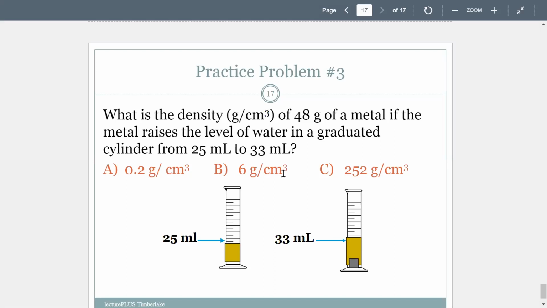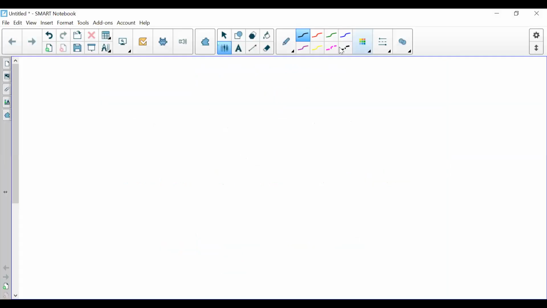Actually, I told you, I'm going to show you how to calculate mass and volume in the same way. So I'm just going to really quickly share my screen to a Smart document. I want you guys to follow along. So far you have this equation. Density is equal to mass over volume.